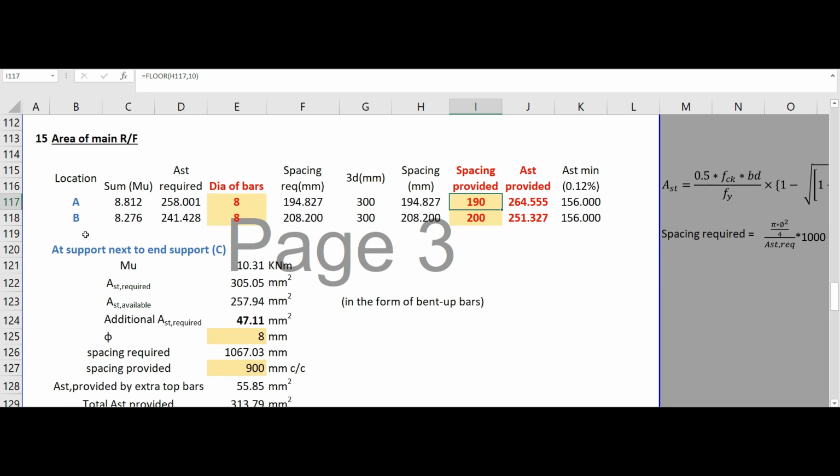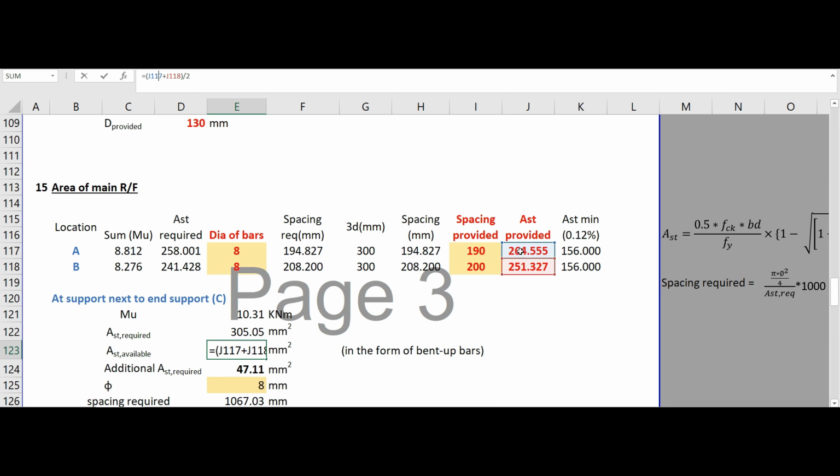Now coming to the area of steel required at the support which is next to end support, that is at support C. So now in order to resist this negative bending moment at the support, first of all we will calculate the area of steel available, in the form of bent up bars.